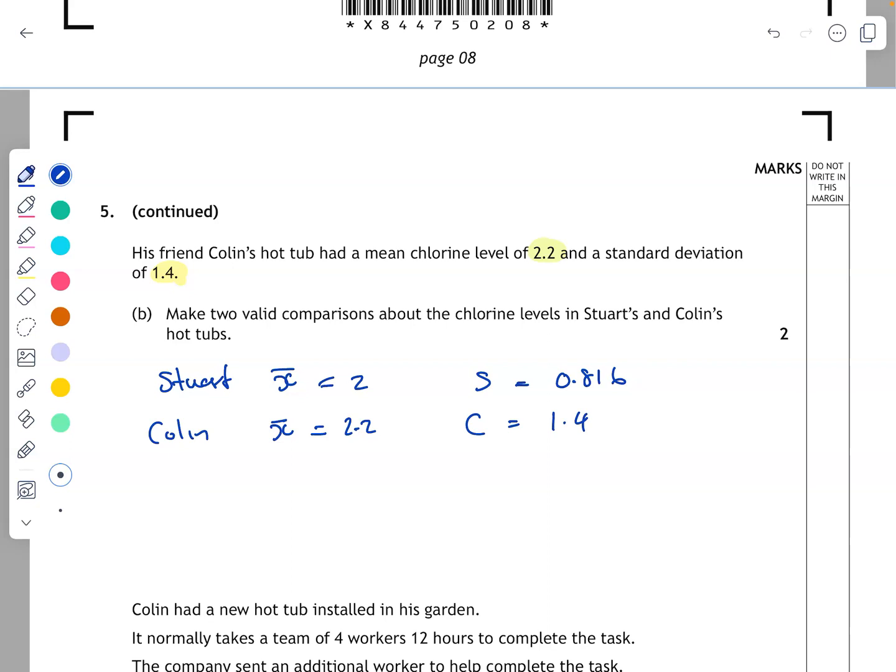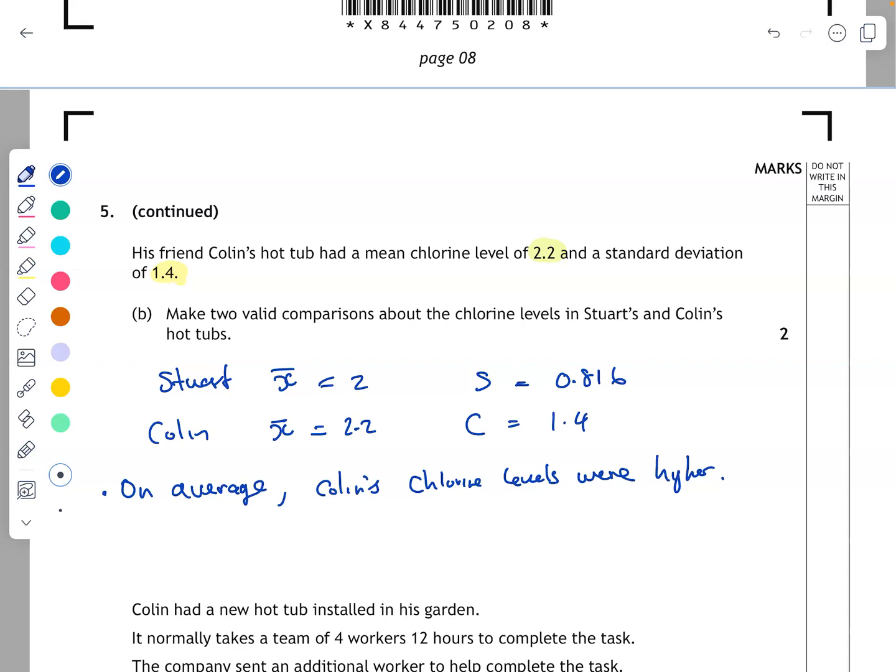So let's make 2 comments. Each comment is based on something, so the first comment is going to be on the mean. Usually we start the comment on the mean, because the mean is an average. You'd go on average and then make a conclusion based on that. We can see that Stuart's average is lower than Colin's, or you could say Colin's average is higher than Stuart's. It depends which angle you want to go at. We could say something like, on average, Colin's chlorine levels were higher than Stuart's. So that's the first comment relating to the mean.